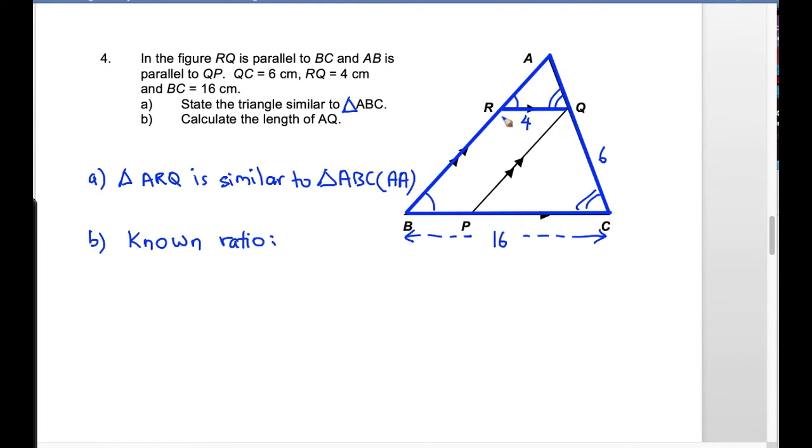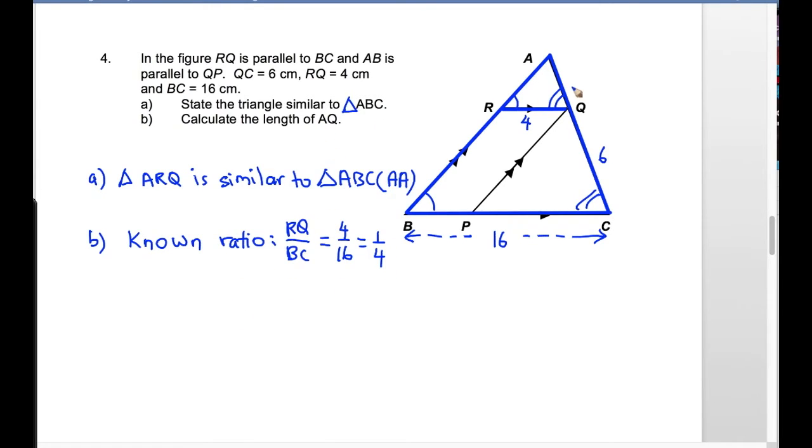The triangle ARQ has corresponding angles with the triangle ABC. Therefore, they are similar because of the two corresponding angles. Next, we find the known ratio from a pair of corresponding sides. These two sides are known. RQ corresponds to BC. So the known ratio is RQ over BC, which is 4 over 16 reduced to 1/4.